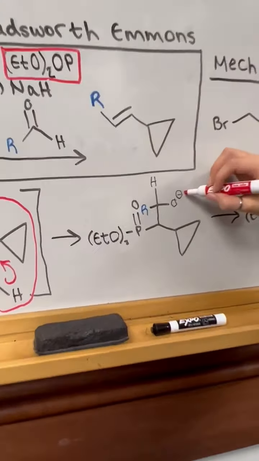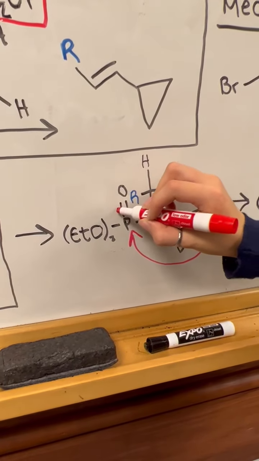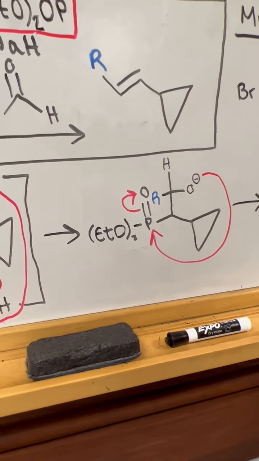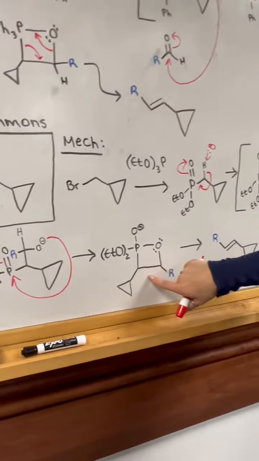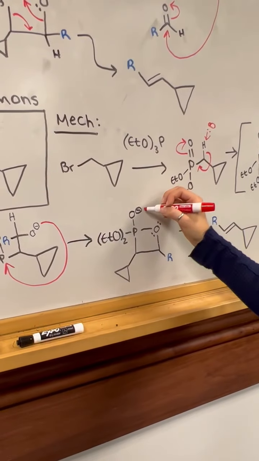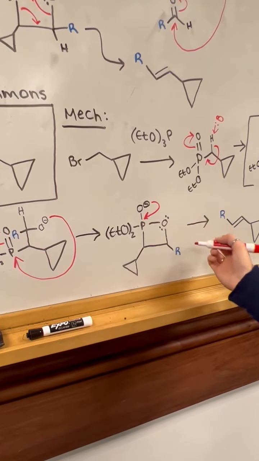And then we're taking this negative and attacking the phosphate, and the electrons will then go back up on the other oxygen. And exactly the same as the Wittig, we have this four-membered ring again, and then we take this negative charge on oxygen and swing it down.